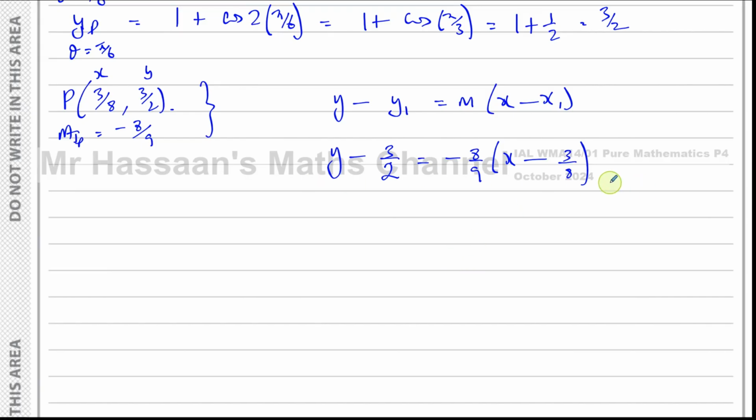Now I want to get rid of the fractions because I don't want to deal with fractions here. So what I'm going to do is multiply both sides by 18. Why 18? Because that's the LCM of the denominators on both sides of the equation, the lowest number that both of them fit into. So if I multiply everything by 18, I'll have no fractions left.